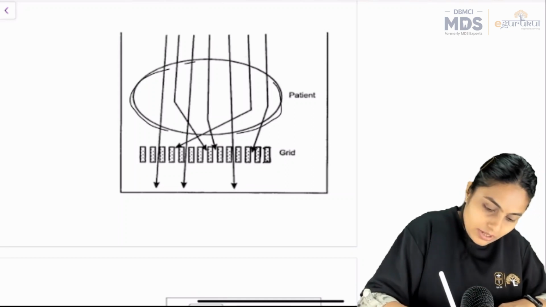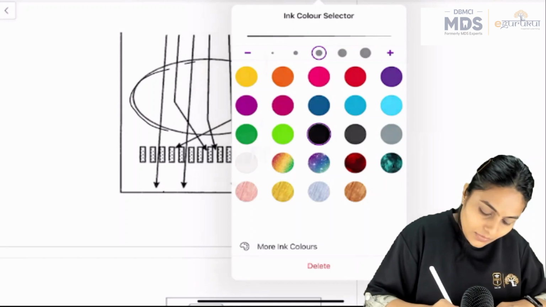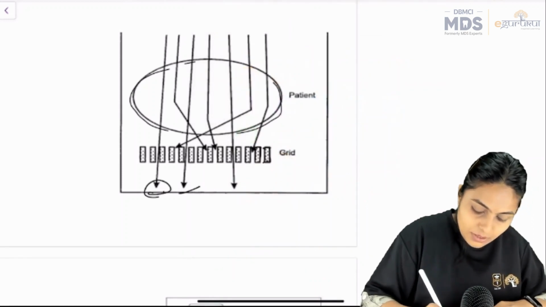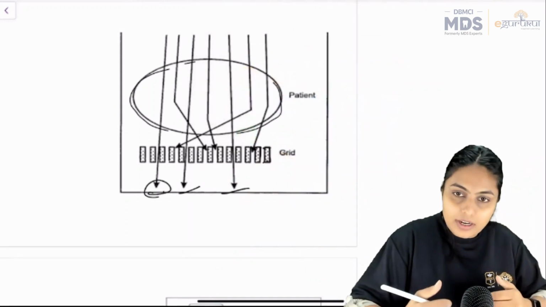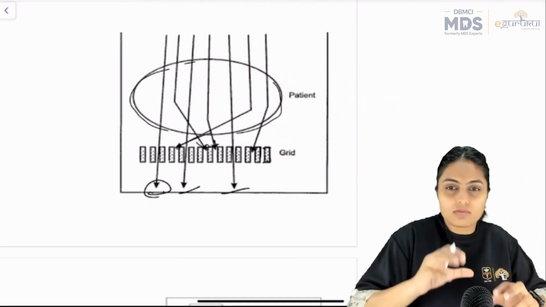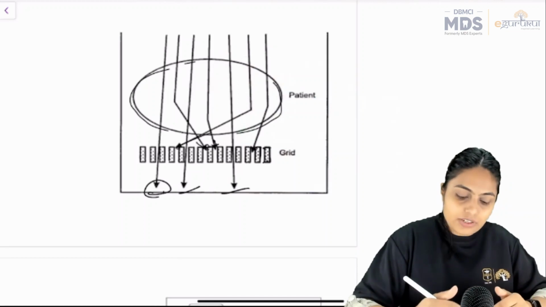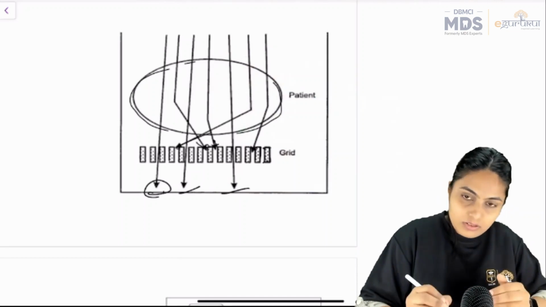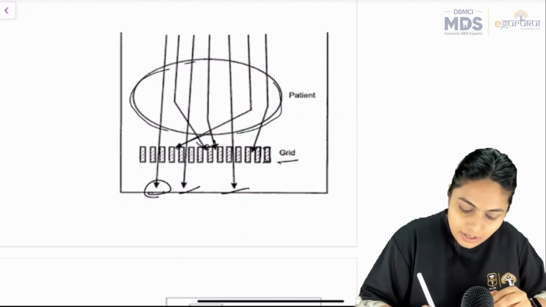Example, this is the primary radiation. They let the primary radiation pass, but the scattered radiation, which can cause fogging of the film, is restricted by this grid material.